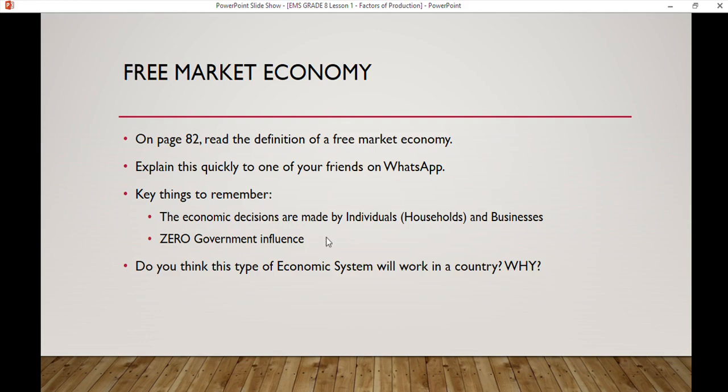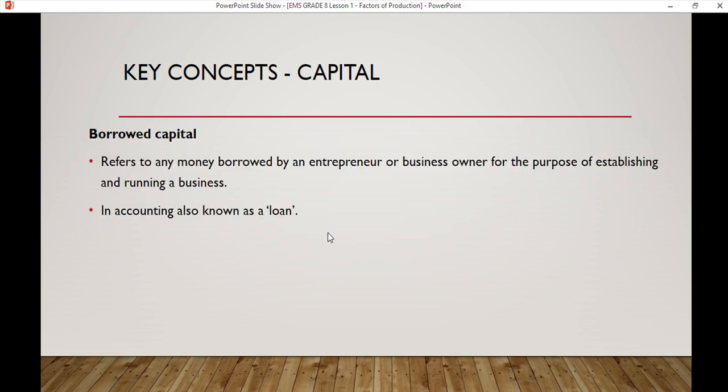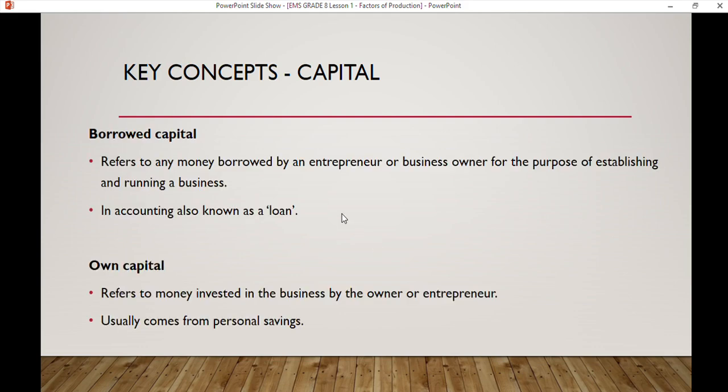Okay, unpaused. So key concepts of capital, you need to be able to define borrowed and owned capital. So we've given you the definitions. Borrowed capital refers to any money that's borrowed by an entrepreneur or business owner for the purpose of establishing and running a business. In accounting, it's also known as a loan. Own capital refers to money invested in the business by the owner or entrepreneur, and it usually comes from your savings.